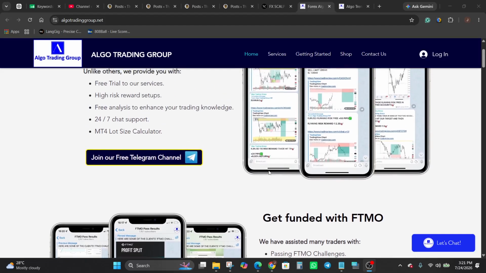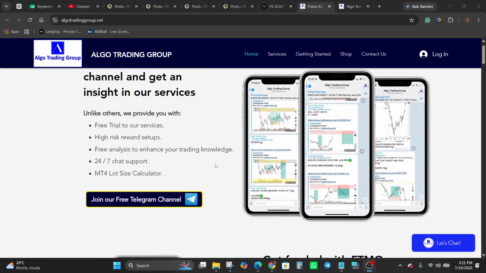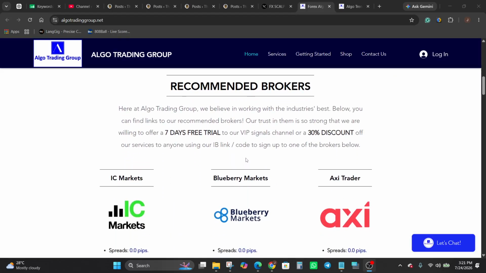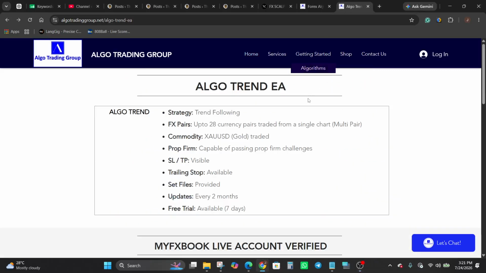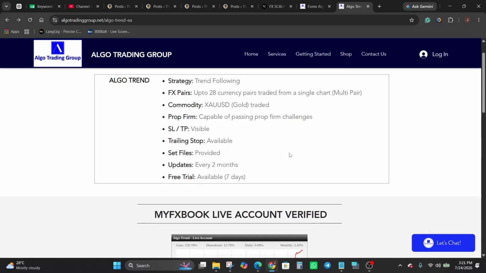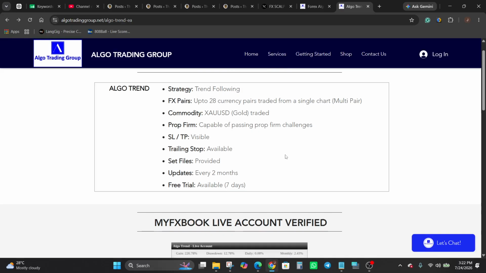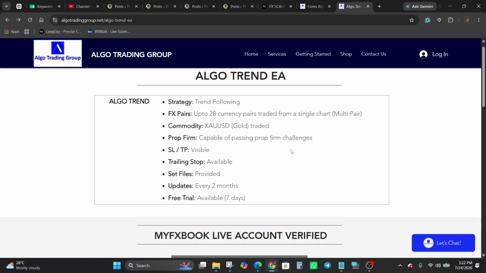So starting right here on the website homepage, the developer provides a straightforward overview of the tool. The Algo Trend EA is built around a trend following core strategy. Regarding platform compatibility, the sales page does not explicitly state MT4 or MT5 support. So if you decide to look into it, you would want to verify compatibility directly with their support team before setting it up on your broker terminal.